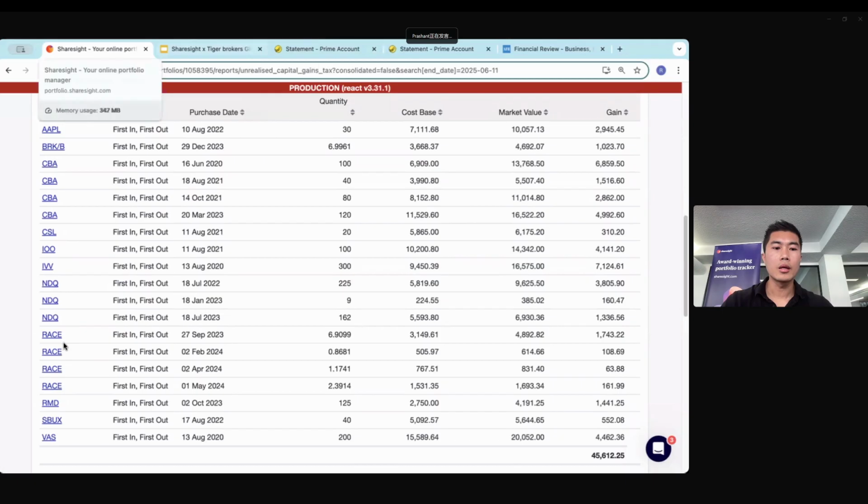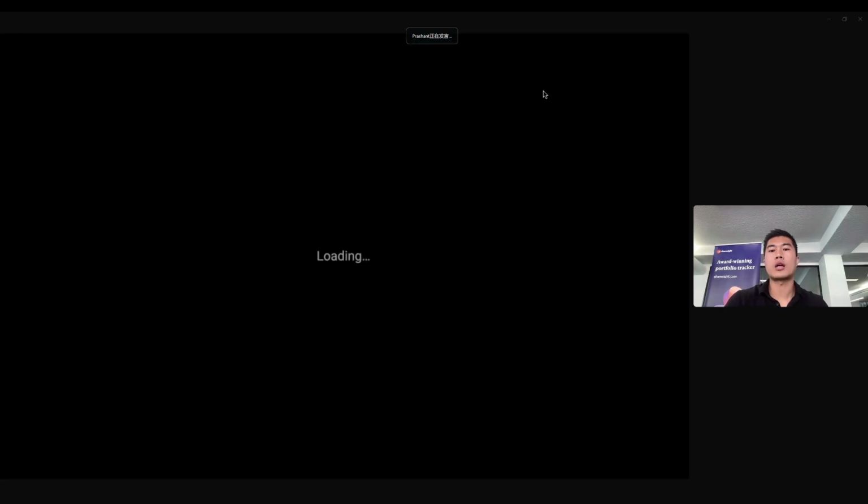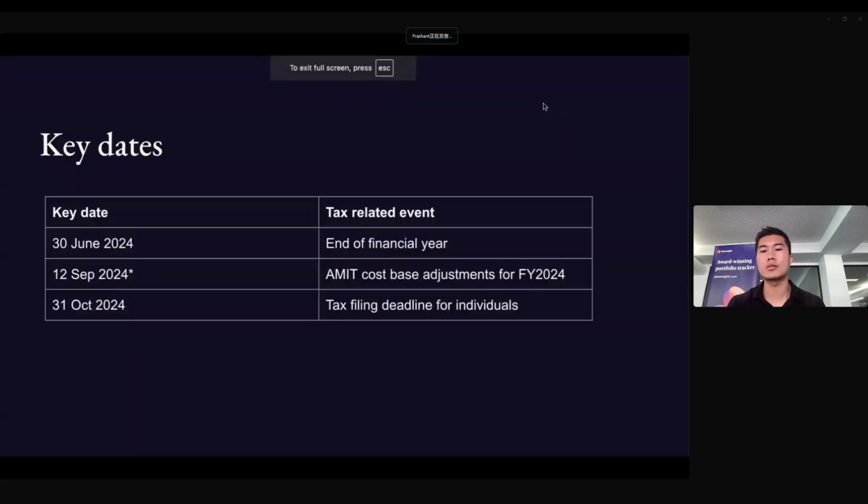And I guess there are just a few more slides to touch on. These are some of the key dates related to tax. Obviously, we've passed the 30th of June, end of financial year, and this is for ETFs as well. In the next one or two weeks, we will have the MIT cost base adjustment. This is what I mentioned earlier, where we get the distribution tax component from the share registry and push that into your portfolios.